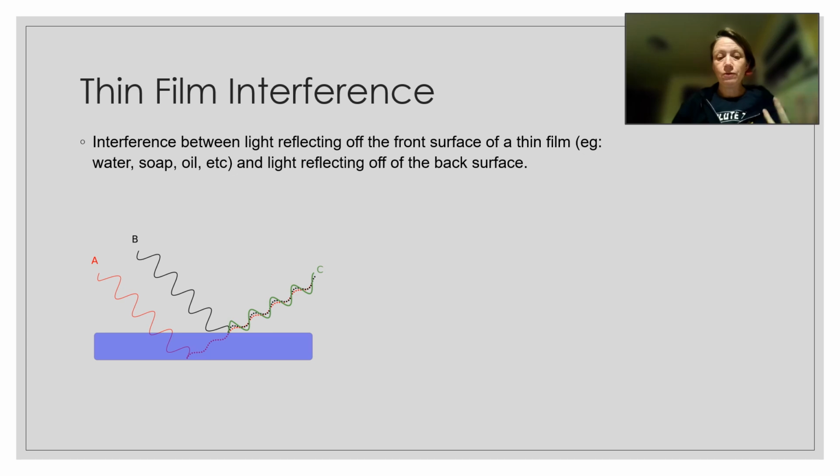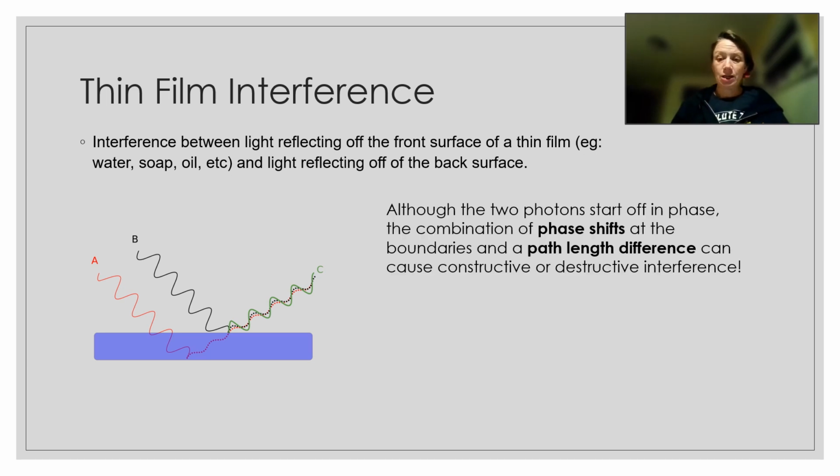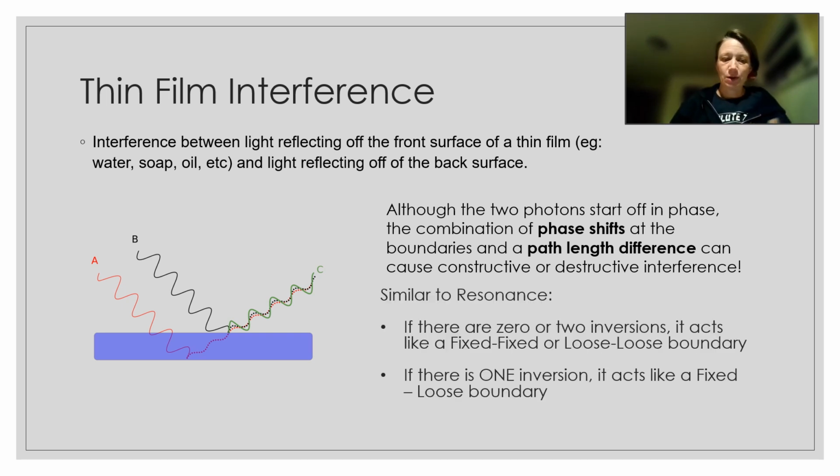So we now have two photons that are back together again, but one of them has actually traveled a larger distance than the other, because one of those photons went through the thin film before it bounced out and the other one didn't. In addition, we sometimes have phase shifts happening depending on whether that thin film is a slower medium or a faster medium than the medium that the light waves start in. So when the two photons start in phase, there is some combination of phase shifts due to the boundaries and a difference in how far those photons went that ends up causing constructive or destructive interference.